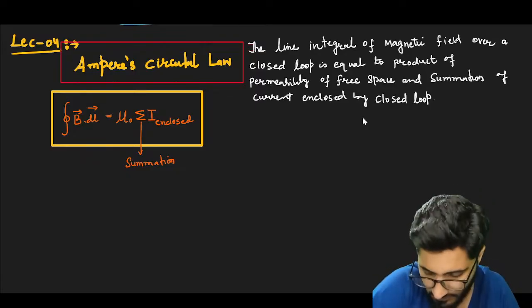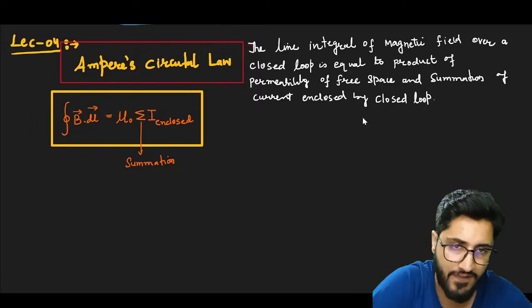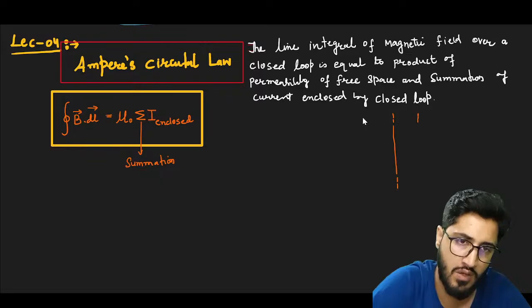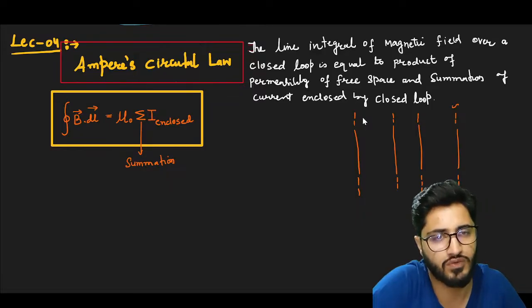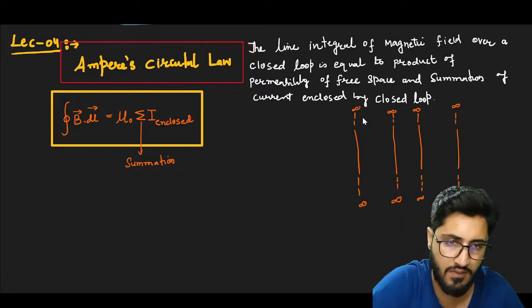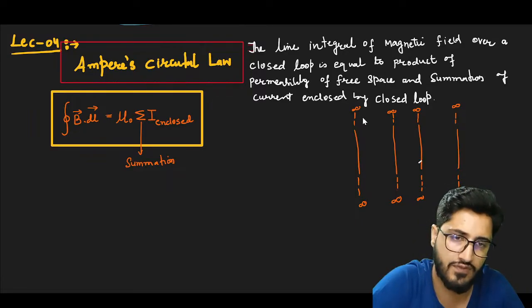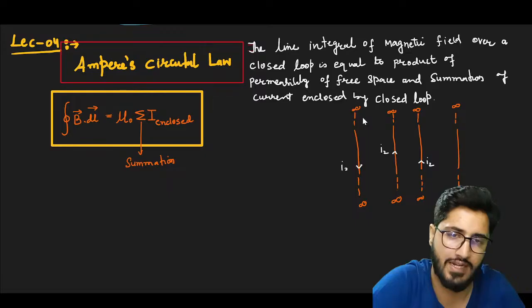Now look, if we are having wires, one infinite wire, one more infinite wire, here one more infinite wire, here one more infinite wire. Infinite means coming from infinity and going towards infinity, a very long wire. In this wire, current I1 is flowing. In this wire, current I2 is flowing. In this wire, current I3 is flowing. In this wire, current I4 is flowing.